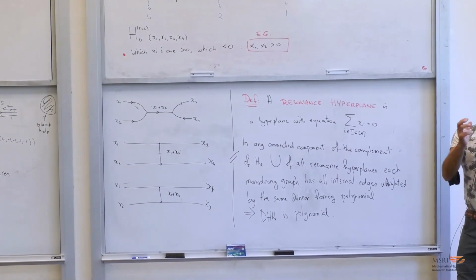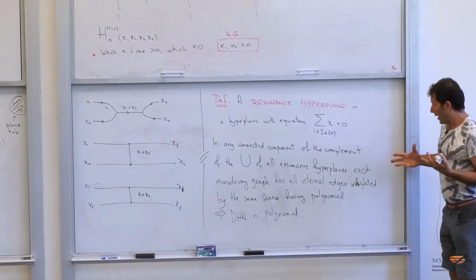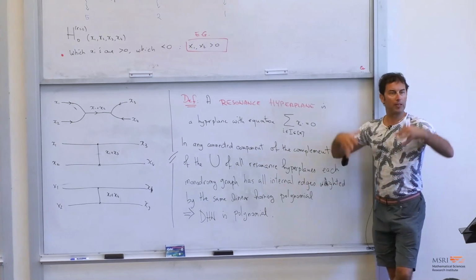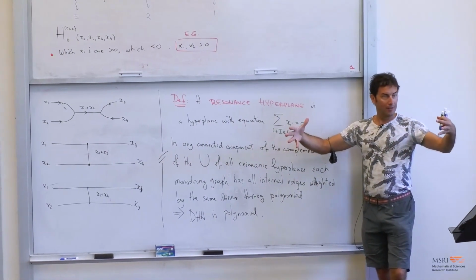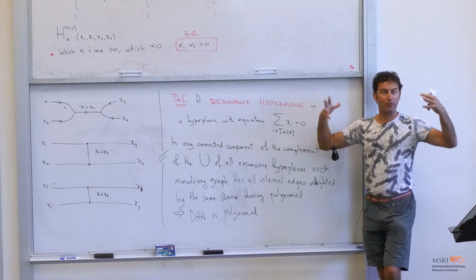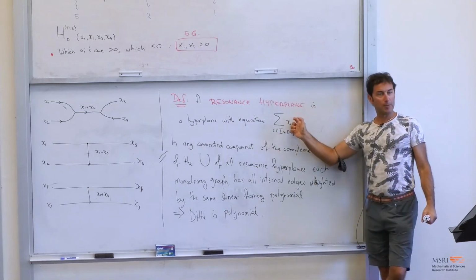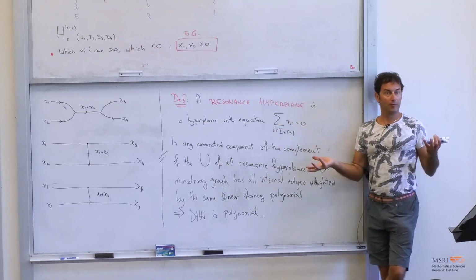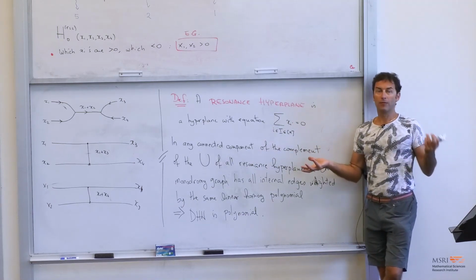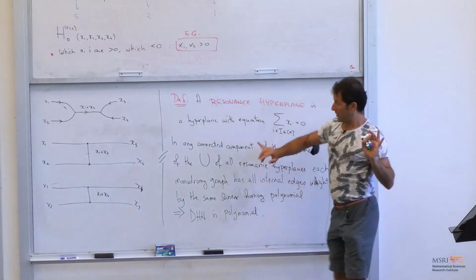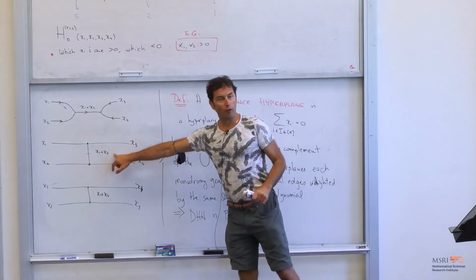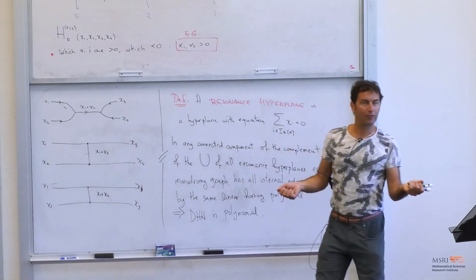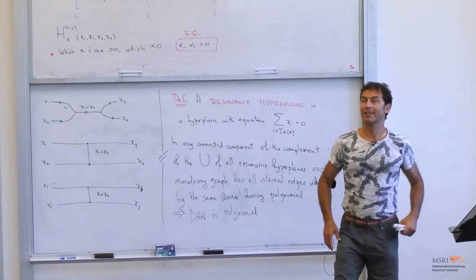Okay? And why? Because if you are in a connected component of the complement of this hyperplane arrangement, that basically means that you've decided for every subset of the xi's whether that sum is positive or negative. And so you've decided for every possible linear form in the xi's whether you should take that linear form or its negative to get the positive weight.